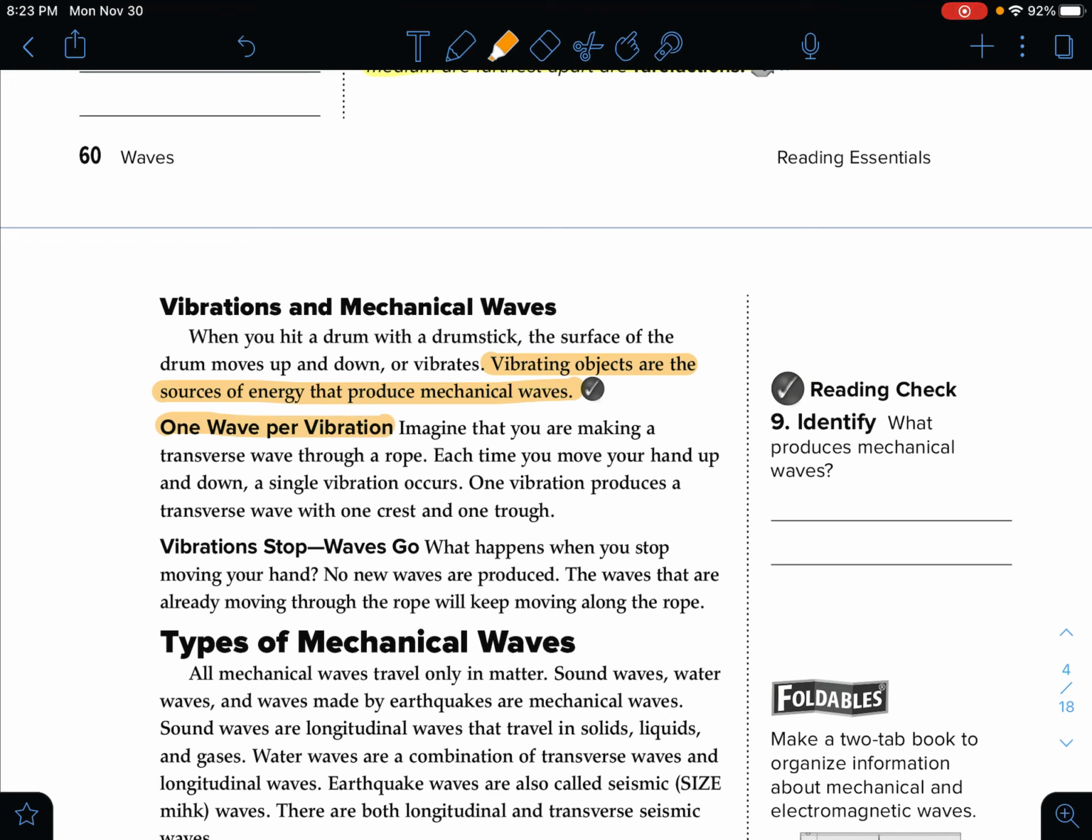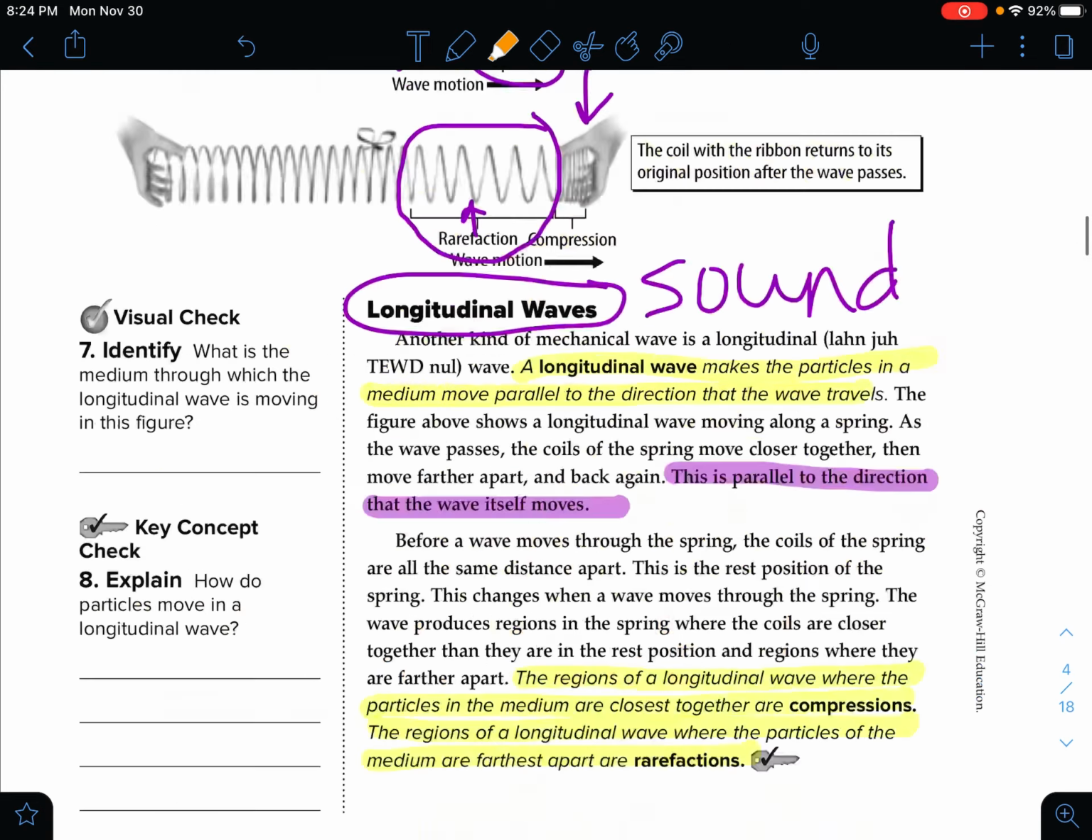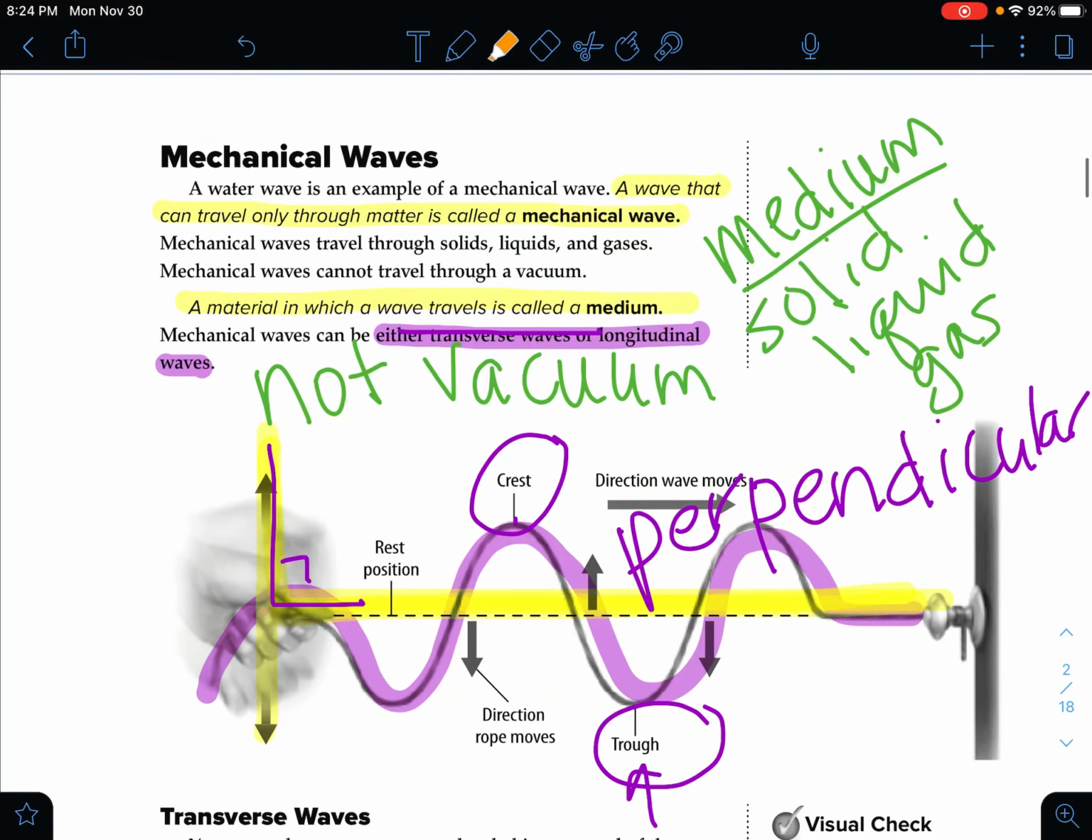Okay, so imagine that you are making a transverse wave with a rope. Each time you move your hand up and down, a single vibration occurs. One vibration produces a transverse wave with one crest and one trough. So if you just move your hand up and down one time, if we come up here and we look, we just go up and down, we're going to produce one wave.